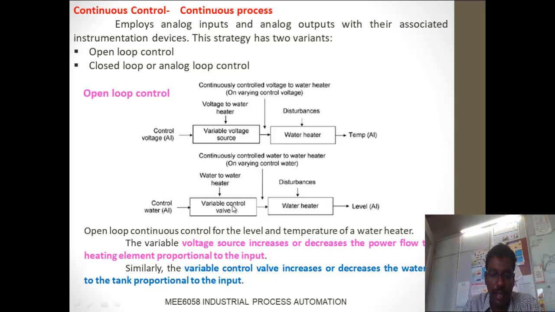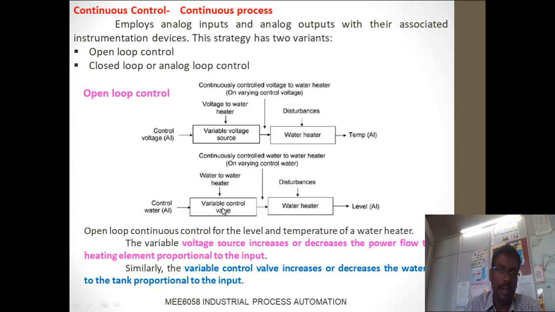If you come to the valve, it is the same process. Instead of the controller to turn the valve on and off, we are using variable sources. Here also, a variable control valve will increase or decrease the water flow to the tank proportional to the input. If I want to close the valve to 60%, yes, it's possible. But if you go into the discrete process, we can open or close the valve, but you cannot partially open or partially close it. In the continuous process, that is possible.